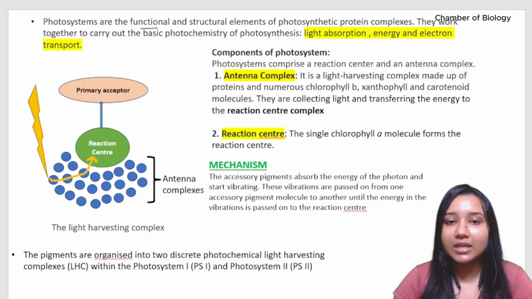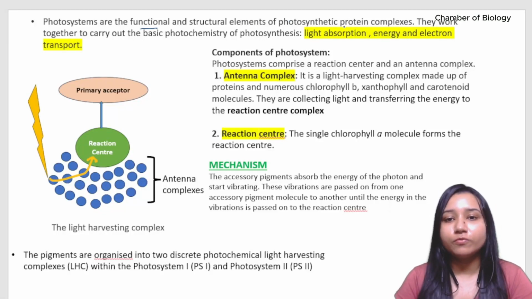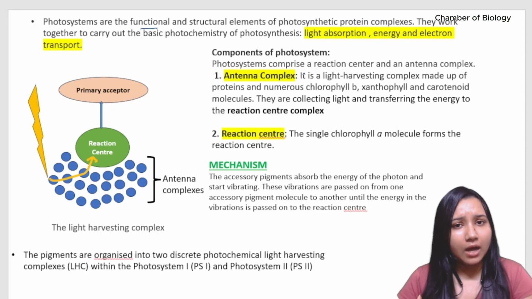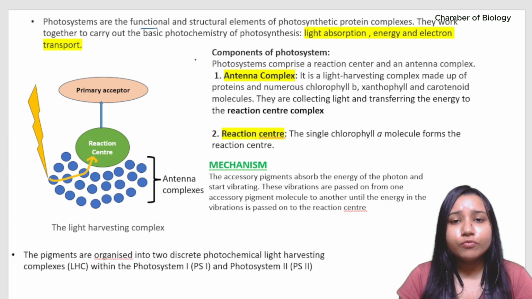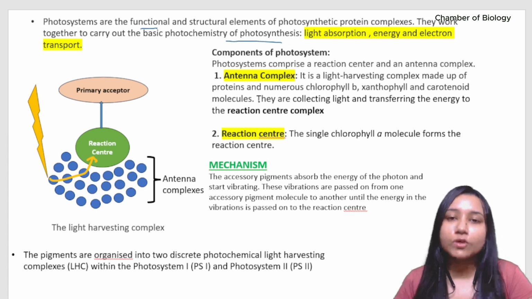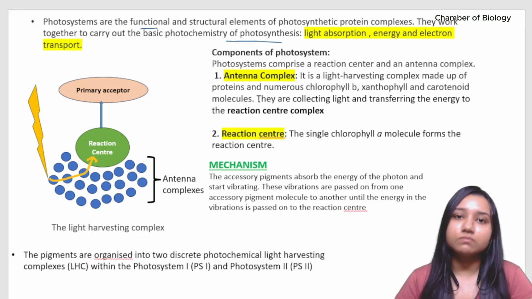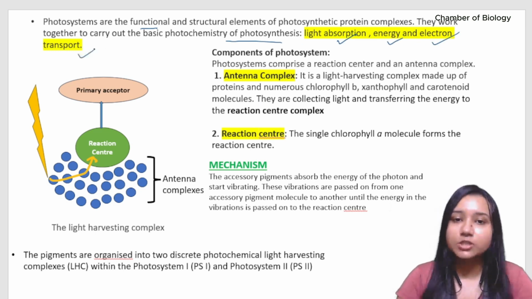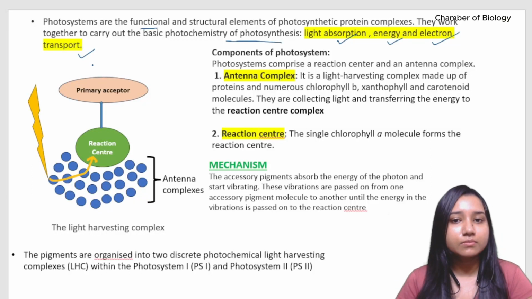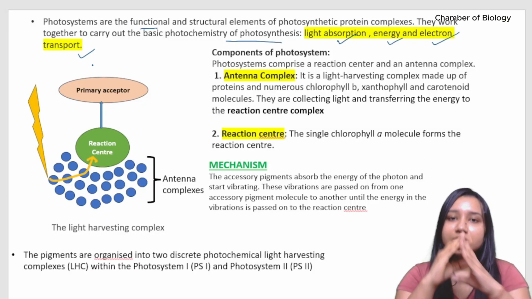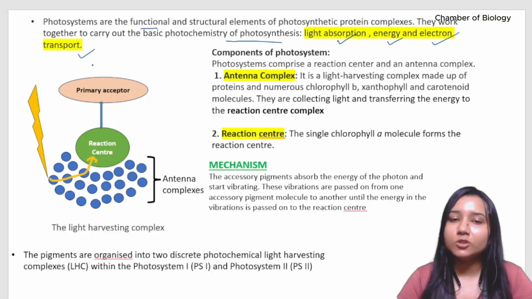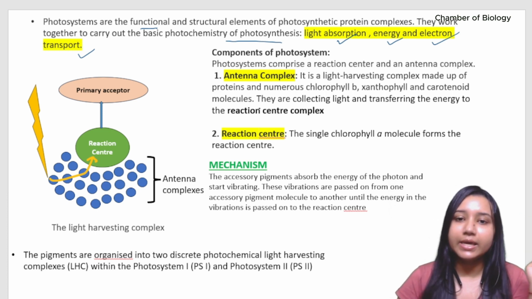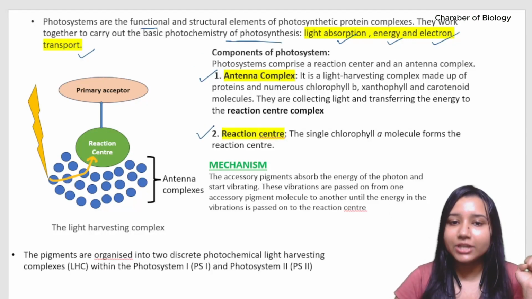These are the functional and structural elements of the photosynthetic complexes, protein complexes. They work together to form the basic photochemistry of photosynthesis. So we could see the photochemical reaction, like light absorption, energy transfer, as well as electron transport. All these are going to take place. Now, in the photosystem, like I was telling you, there is a container. The container is going to have various compartments. Okay, so there are two compartments we can say: the antenna complex and the reaction center.